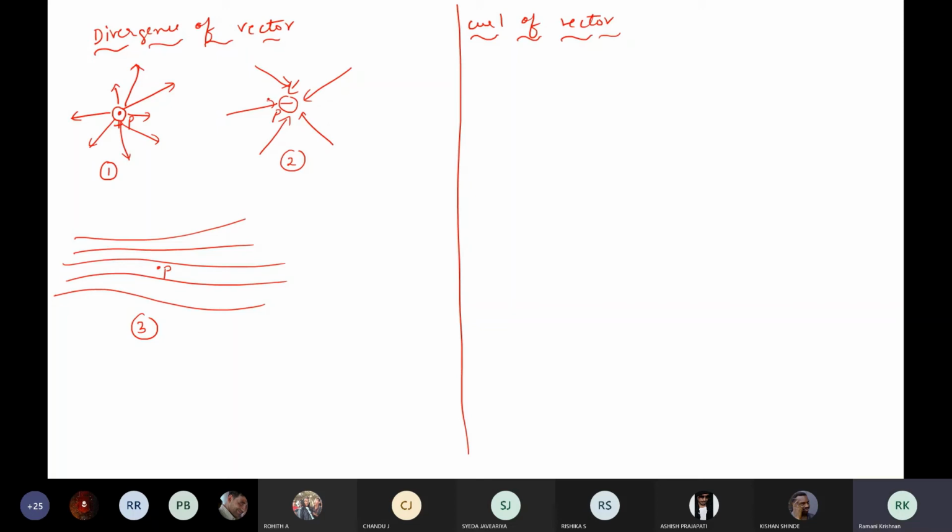Are they moving away or coming towards? Diverging means moving away, isn't it? So in figure 1, the field is diverging. Moving away means diverging, no? In figure 1, the flux lines are diverging, and so we say divergence is positive, because I have a positive charge here. Here if the flux lines are converging, then the divergence is negative.